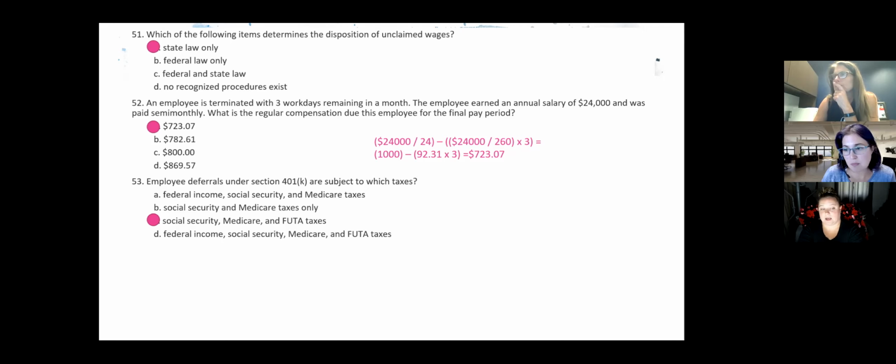So again, if you are putting a deferral under a traditional 401k, then it's taxable for Social Security and Medicare, but not for federal or state because it's taxed later.